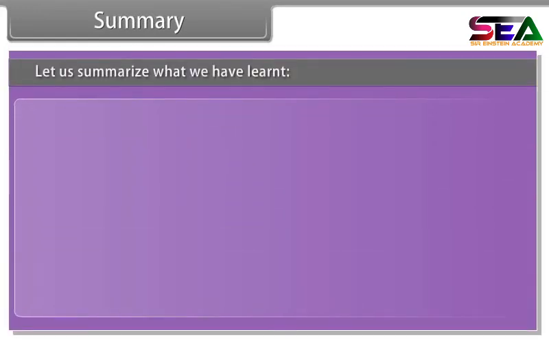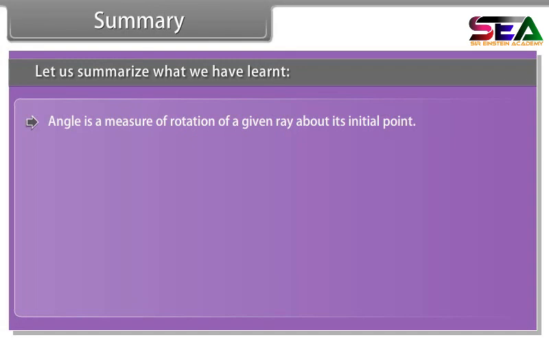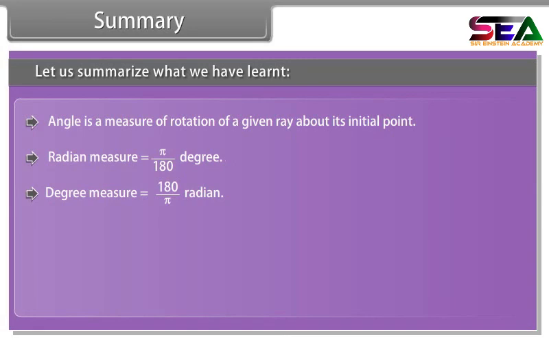Summary. Let us summarize what we have learned. Angle is a measure of rotation of a given ray about its initial point. Radian measure is equal to π/180 times degree measure. Degree measure is equal to 180/π times radian measure. Sin square theta plus cos square theta is equal to 1. Sec square theta is equal to 1 plus tan square theta. Cosec square theta is equal to 1 plus cot square theta.